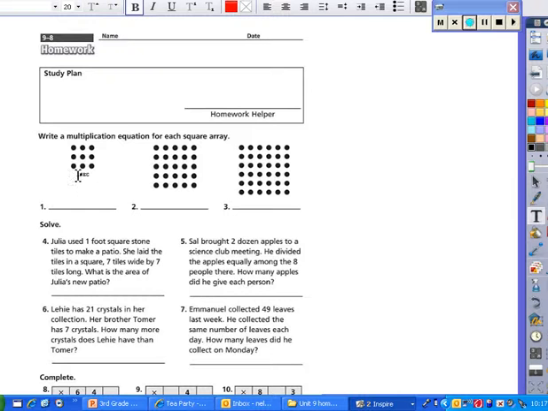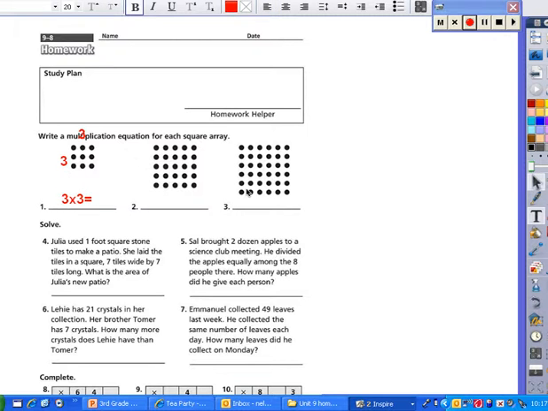Well, if you remember, you want to count how many rows there are, and there are 1, 2, 3, and how many columns. There are 1, 2, 3, and then you're going to multiply. So essentially this is a 3 by 3 array, and you're going to multiply 3 times 3 equals, and I'm guessing you will know the answer to that one.